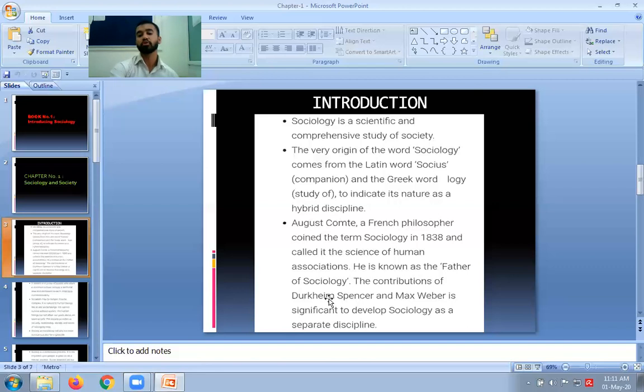Okay, now going on to the third point. I told you in the last class that this word was actually coined by Auguste Comte, who is also known as the father of sociology. And there are other sociologists as well who contributed a lot in the emergence of this subject. I've already told you Auguste Comte, then Emile Durkheim, then Spencer, Max Weber. So all these sociologists really put their efforts into helping this subject emerge as a separate discipline. It was an important role that all these sociologists played in the emergence of this subject.